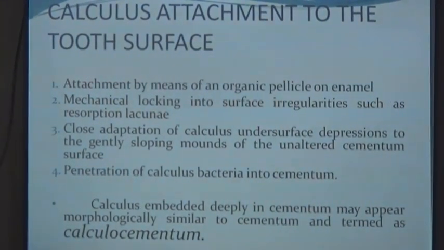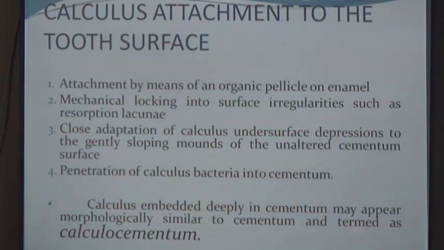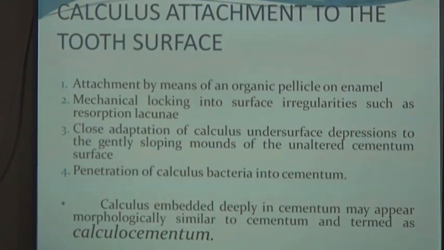So, calculus attachment to the tooth surface. Number one, attachment by means of an organic pellicle on enamel, and mechanical locking in irregularities. Then, close adaptation of the calculus undersurface to depressions or gently sloping mounds of the unaltered cementum, and penetration of calculus bacteria into the cementum. So, in the cementum itself there are two attachments: penetration of calculus bacteria into the cementum, and close adaptation of the calculus undersurface to the depressions or gently sloping mounds present in the cementum. This calculus embedded deeply into the cementum may appear as calculocementum.